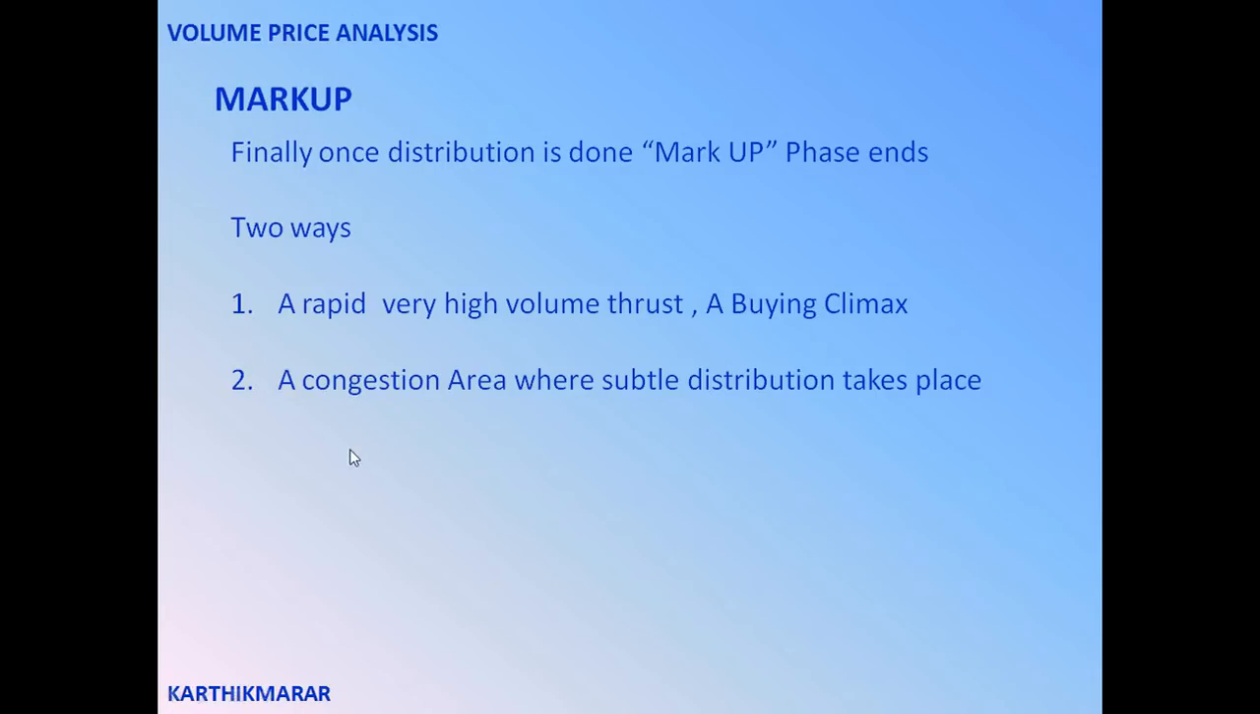Or the other way the markup ends is in the congestion areas where the distribution takes place. That is when the interest in the stock fades and people are not rushing in to buy to make the climax move. Then the congestion area ensues, where slowly the distribution is done by the smart money.